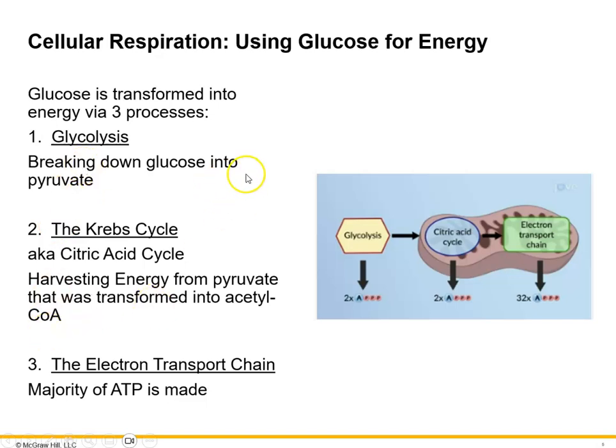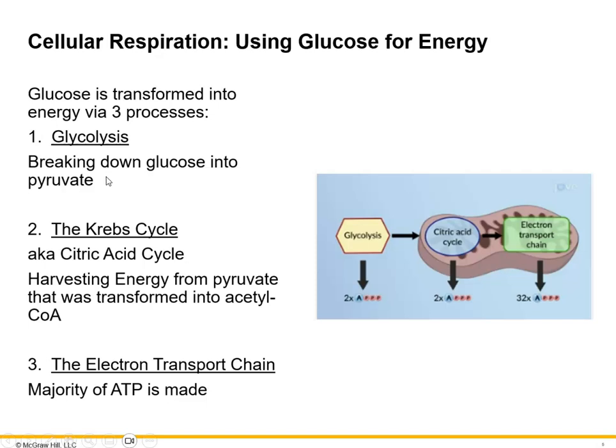The main goal of glycolysis is to basically make glucose into a molecule that can enter the mitochondria for the next step. And that's what it does. Glycolysis breaks down glucose into a molecule called pyruvate, which is a word that you need to remember. So we need to know in glycolysis, our goal is to break down glucose into pyruvate.